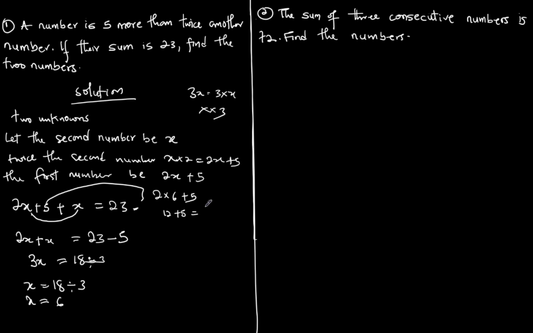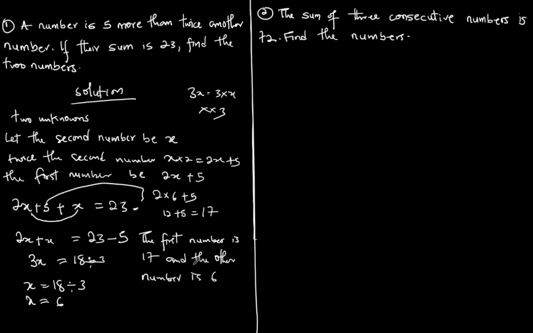That gives us 17. So now remember, like I said in the last class, the question is given in word. Your answer should be in word too. So we say the first number is 17 and the other number is 6. The first number is 5 more than 2 times of the second number, and this gives us 17 and 6.